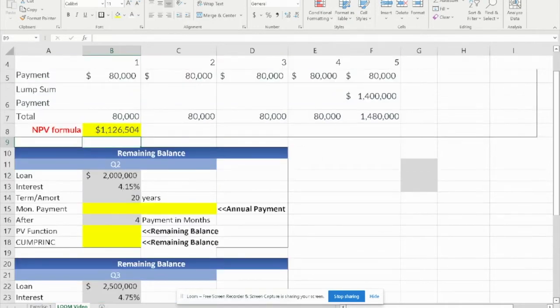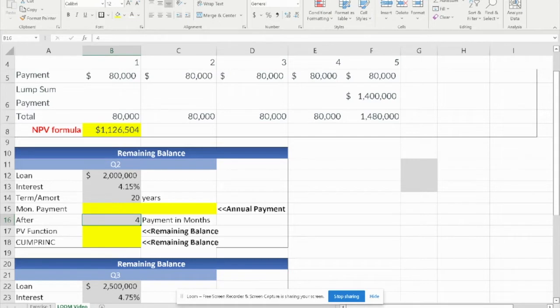Question number 2 and 3 are a little bit more complicated, because there's a few things happening here. This is a remaining balance formula. I've entered the information that's given to us for question number 2. This is a remaining balance for a loan where you borrowed $2 million at an interest rate of 4.15% for 20 years. The question is asking you, after you make 4 payments, what will be your remaining balance?